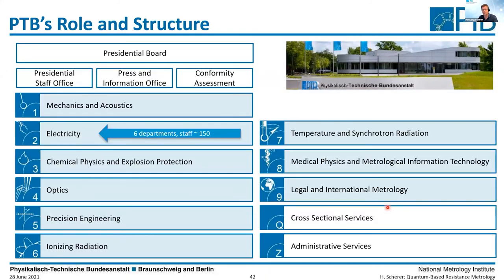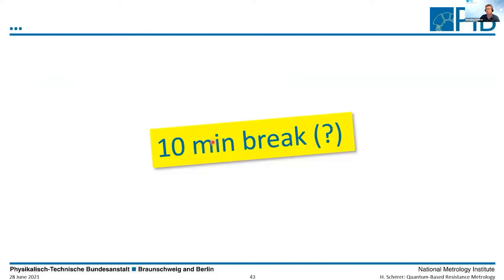You see the structural organization of PTB. We have the presidential board, of course. We have the scientific or metrology divisions here. We have nine metrology divisions plus two administrational divisions. You see that the division names are typically like physics textbooks, so you have mechanics and acoustics, electricity, optics, and so on. Our department, quantum electrical metrology, is located in the division of electricity, which has in total six departments and about 150 staff members. I'm now finished with this part of my talk.